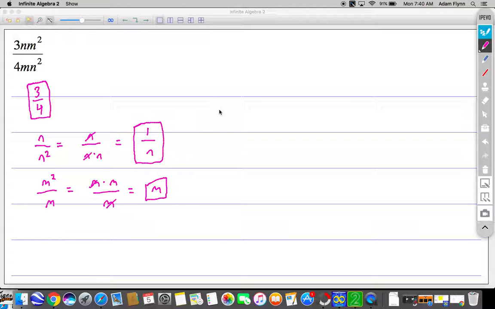So if we combine this answer, we've got 3 over 4 times 1 over n times m, which we can just rewrite as 3m over 4n. It might even help for you to draw your fraction bar right there and then start placing things in the top and bottom where appropriate.